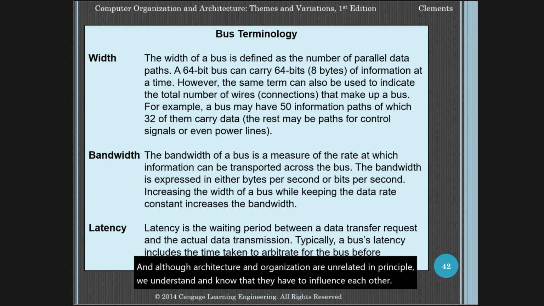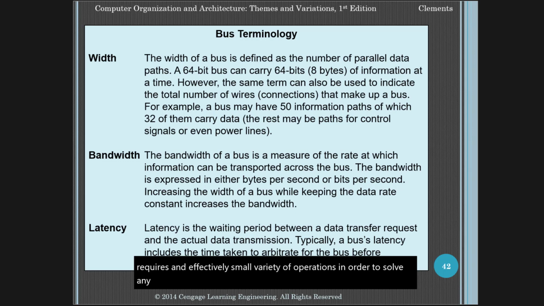So we've talked a lot about different types of computers, how it reads instructions from memory, executes them one by one, operates on that data. We've solved a simple problem and demonstrated the computer requires an effectively small variety of operations in order to solve any problem that can be solved. The stored program computer that we looked at, simple and elegant device.